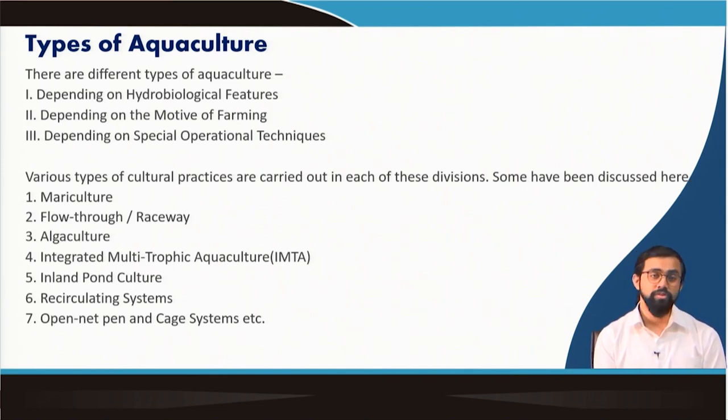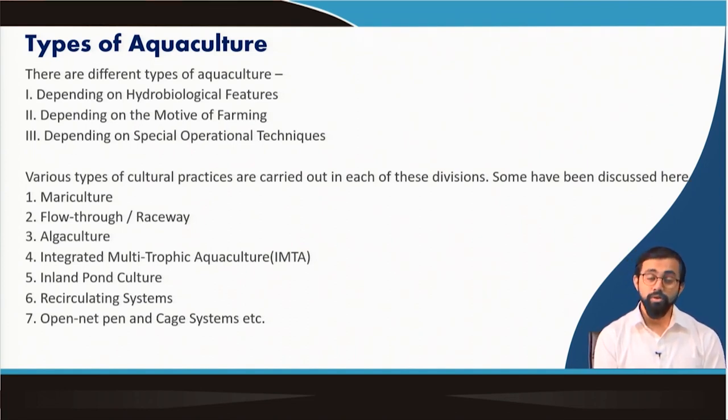Then there is inland pond culture, which has been famous for thousands of years, from the beginning of human civilization. We started incorporating very high-tech aerator systems and very high-tech intensive aquaculture techniques to improve the cultural benefits or yield.